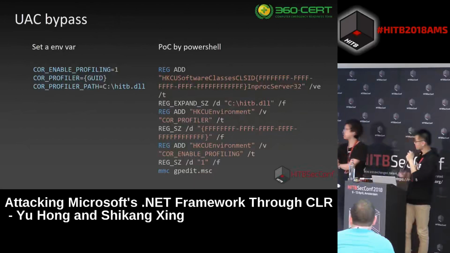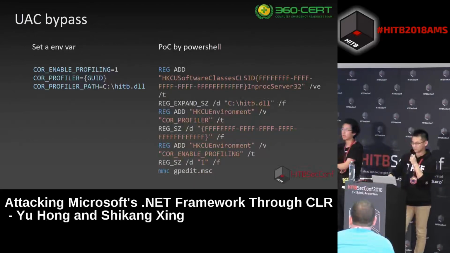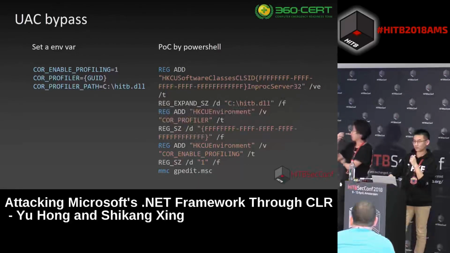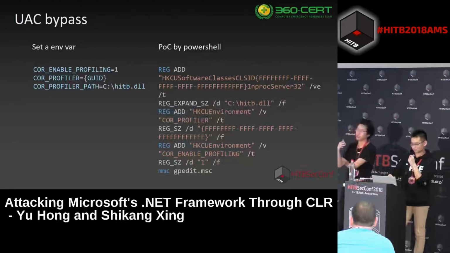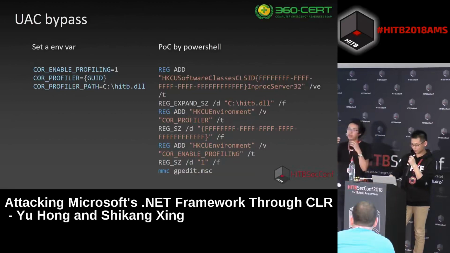In my mind, Microsoft doesn't consider UAC bypassing a vulnerability, but we also give this example of the POC to show MSIL injection to do the UAC bypass. We have a simple demo video in the next page.